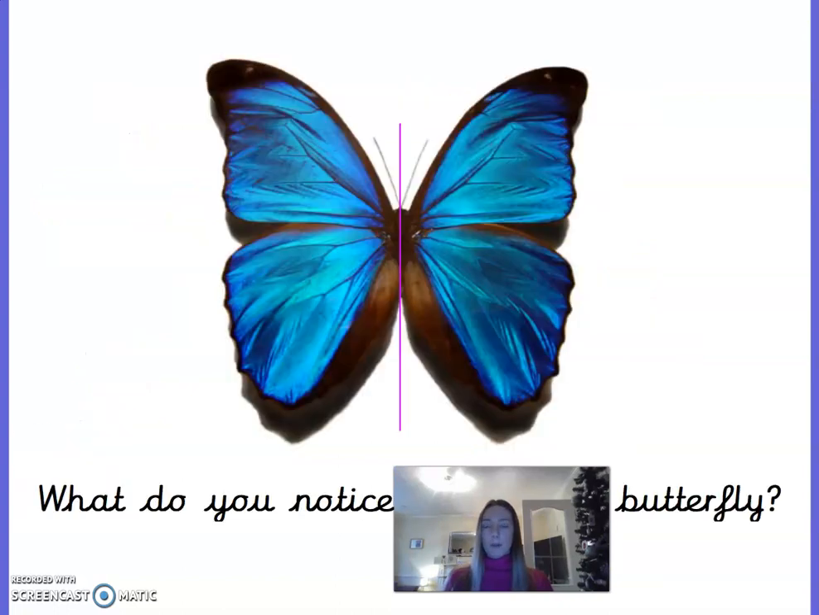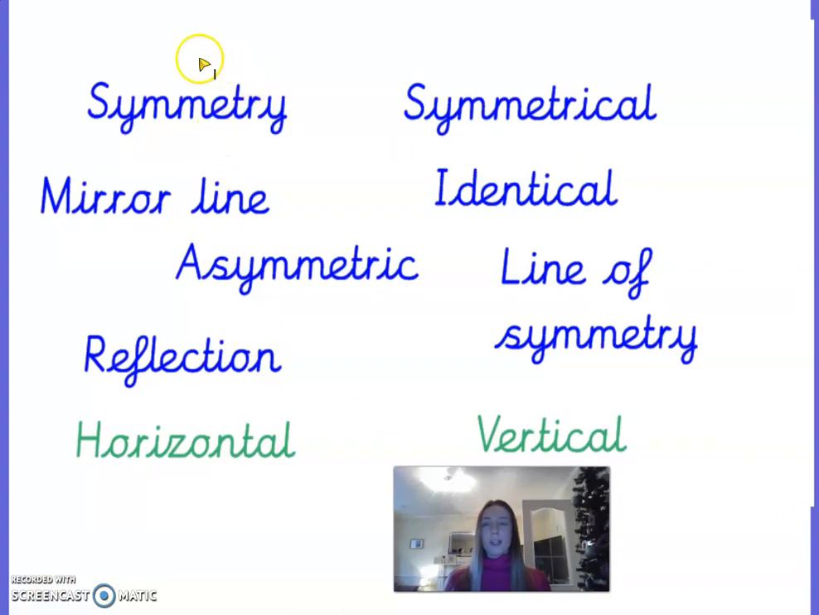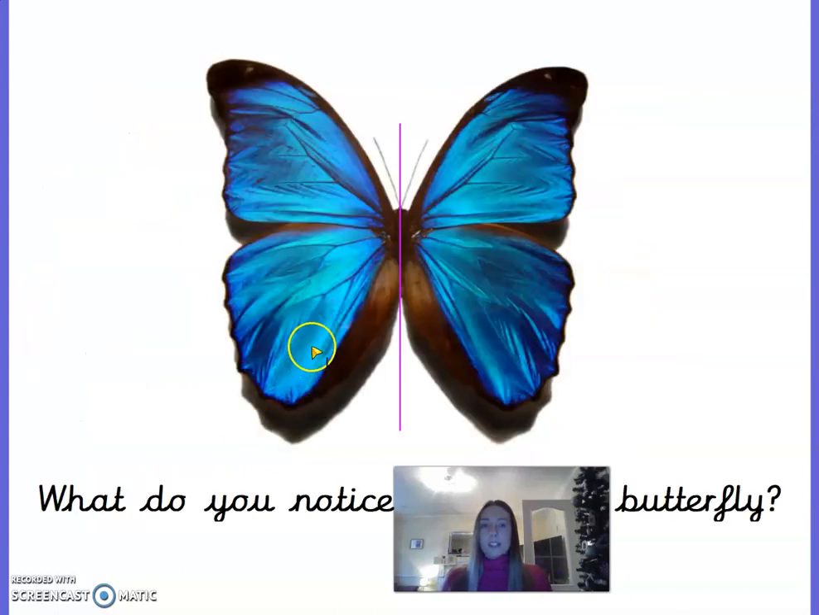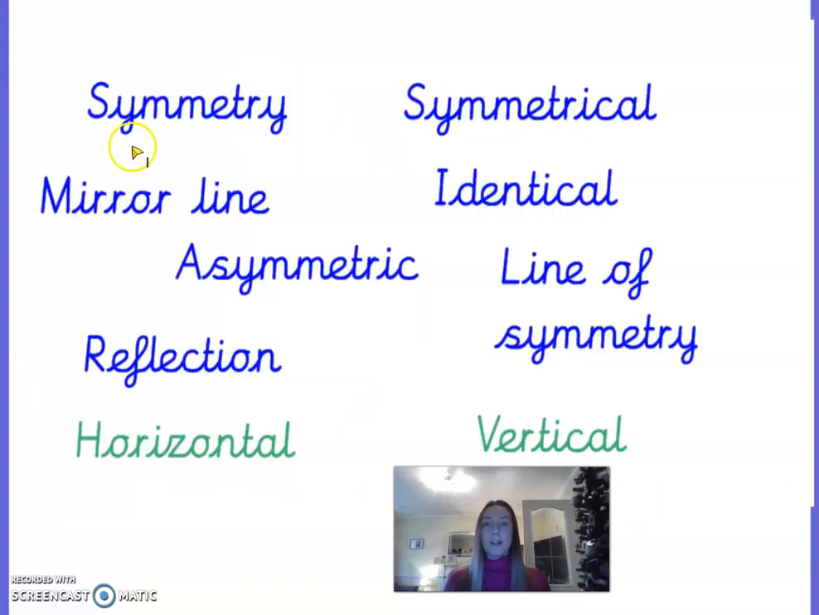So if I go back to the picture of our butterfly, I have drawn a vertical line of symmetry down the middle because I've drawn my vertical line going from top to bottom, and my butterfly is symmetrical. It's the same on both sides. So we can say it's got a vertical line of symmetry. The wings are symmetrical. And that's the same if I had a mirror and I put my mirror down the centre of my butterfly, the reflection would look exactly the same. It's got a symmetrical mirror line. And another word for explaining if something's the same is identical. If something's identical, it's exactly the same.